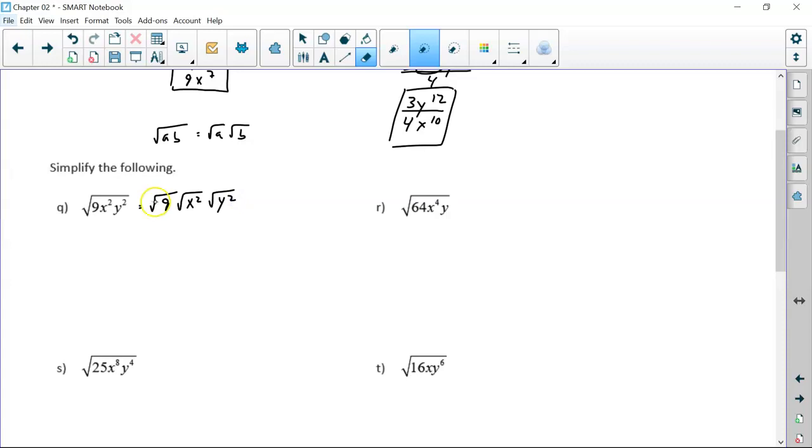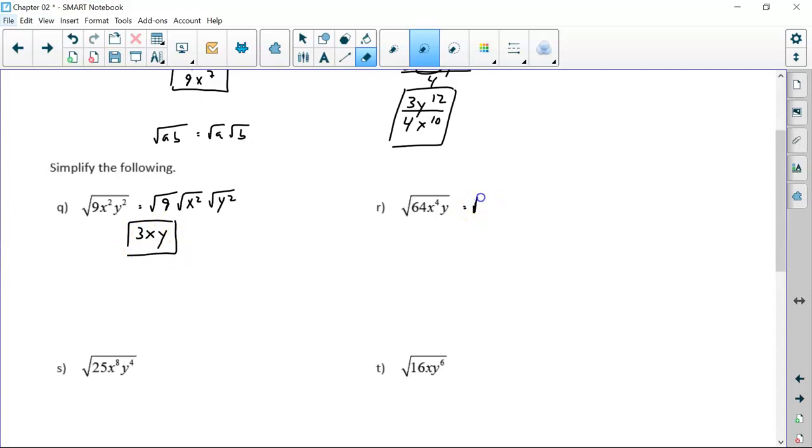Now, the square root of 9 is 3. And you see how x squared? That's an even number. So it's going to be a nice perfect square. So the square root of x squared, it's just 2 divided by 2, so it's x. And for y squared, the same thing. 2 divided by 2 is 1. So 3xy.